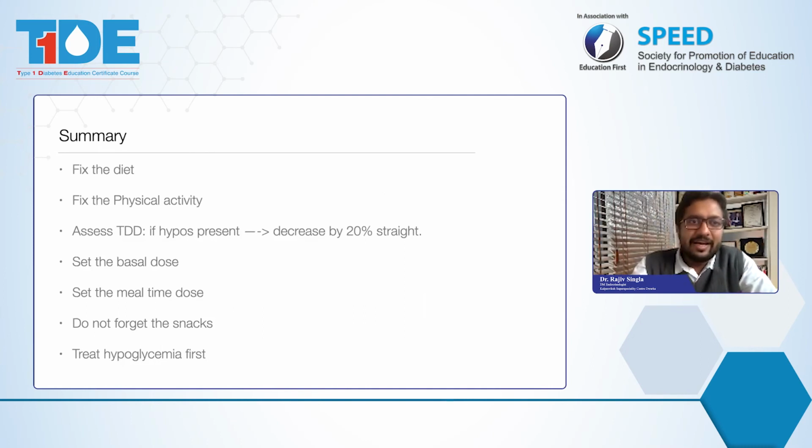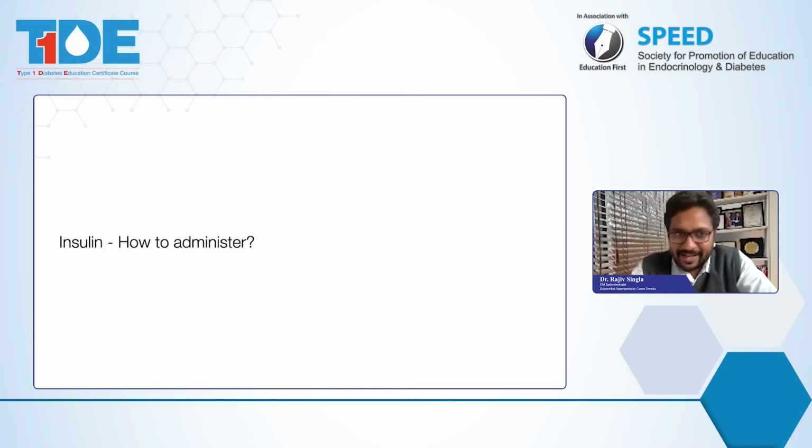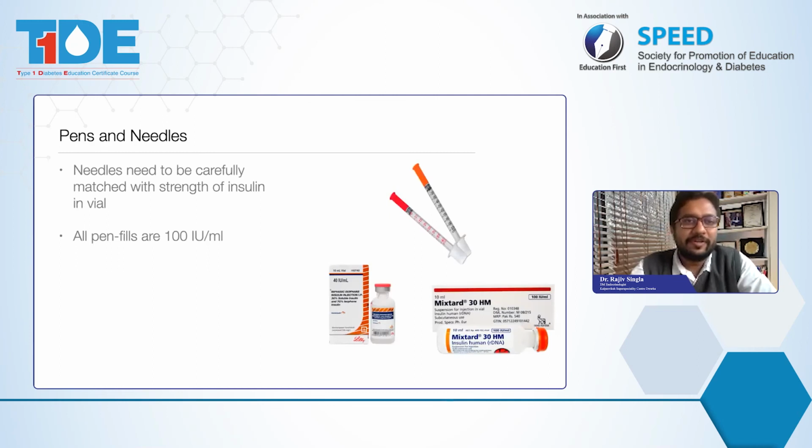Just to summarize, we need to fix the diet, we need to fix the physical activity, we need to know what our total daily dose should look like. We should set the basal dose first, as we discussed. We then need to decide on the mealtime dose. Do not forget the snacks if they contain an adequate amount of carbohydrates, and then you need to treat your hyperglycemia first. Okay. So in the second part of the same talk, we need to talk about practical issues of insulin.